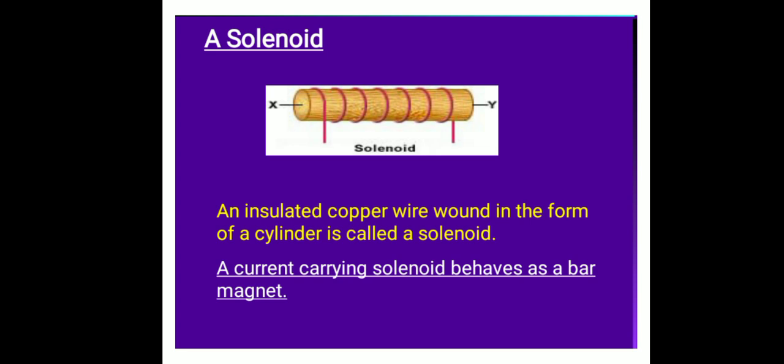So till now we have discussed three important points in this video: the magnetic field due to a current carrying straight conductor, the magnetic field due to a circular loop or coil, and the third one, the solenoid.